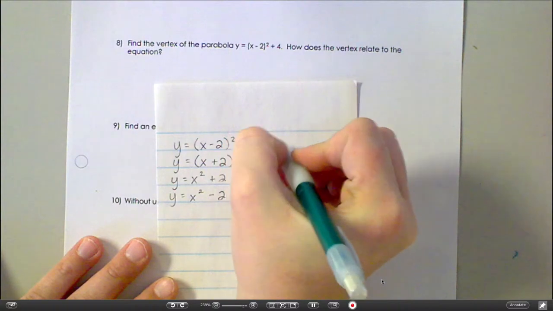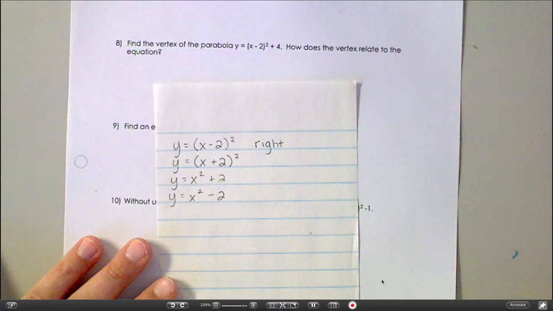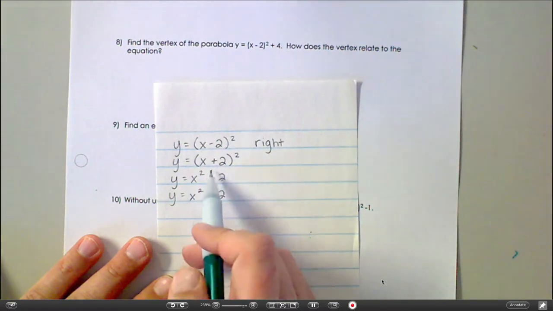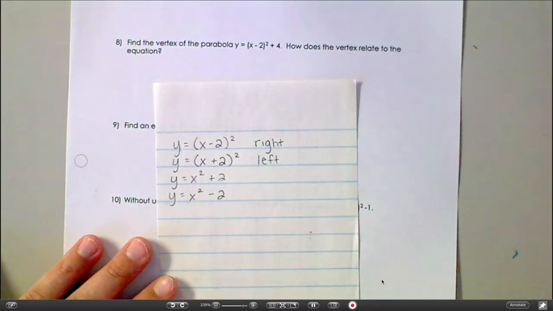Which seems counterintuitive. Like Olivia pointed out, she said, why if that's negative does it move to the right? That is an issue that comes up here, and we're going to talk about that a little more tomorrow. So then where does the plus 2 in the parentheses move you to? To the left.